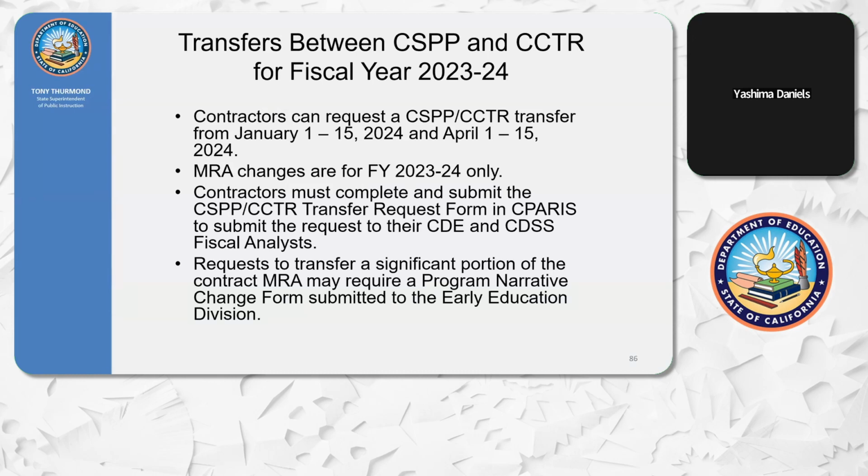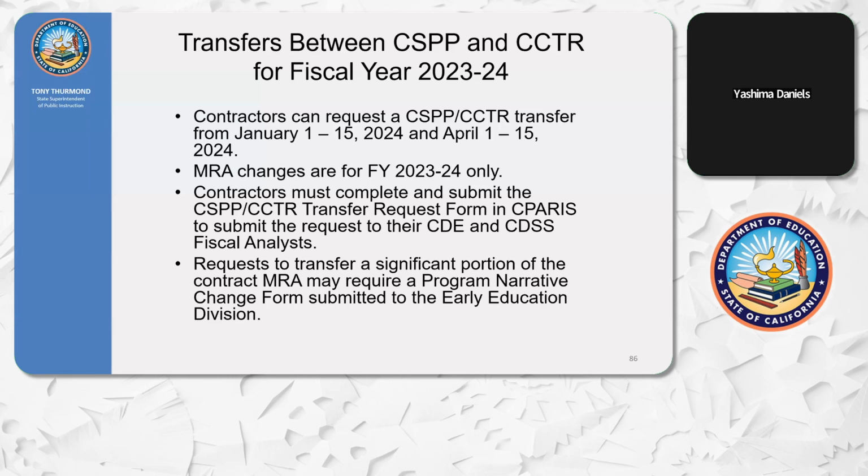Contractors can request a CSPP CCTR transfer during 2 periods of the fiscal year. The first is January 1st through 15th, 2024, and the second is April 1st through 15th, 2024. The changes to the MRA as a result of this transfer are only for the fiscal year in which it is requested. So for this fiscal year, it would be only for fiscal year 2023-24.